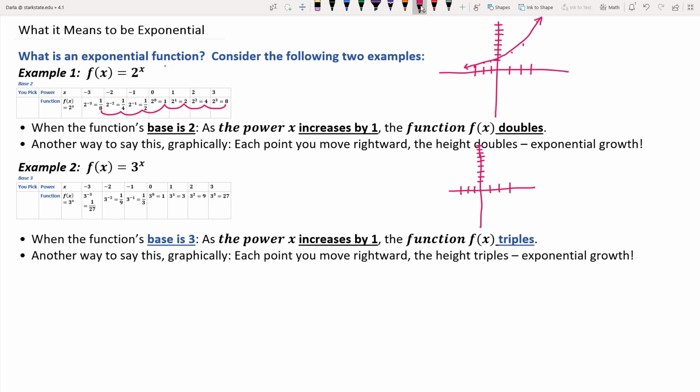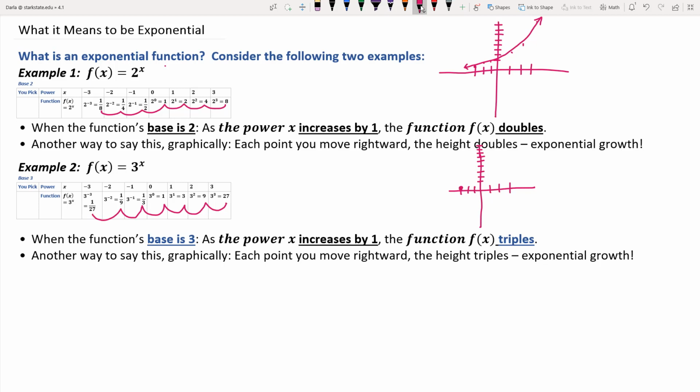And in the same respect, if we had the example f of x is 3 to the x, as x increases by 1, our f of x triples each time. So we go from 1/27 to 1/9 to 1/3 to 1. Triple that, you get to 3. Triple that, you get to 9. Triple that, you get to 27. And so again, if you go to graph that, when x is -3, your y is 1/27. So that's something really small, close to 0.